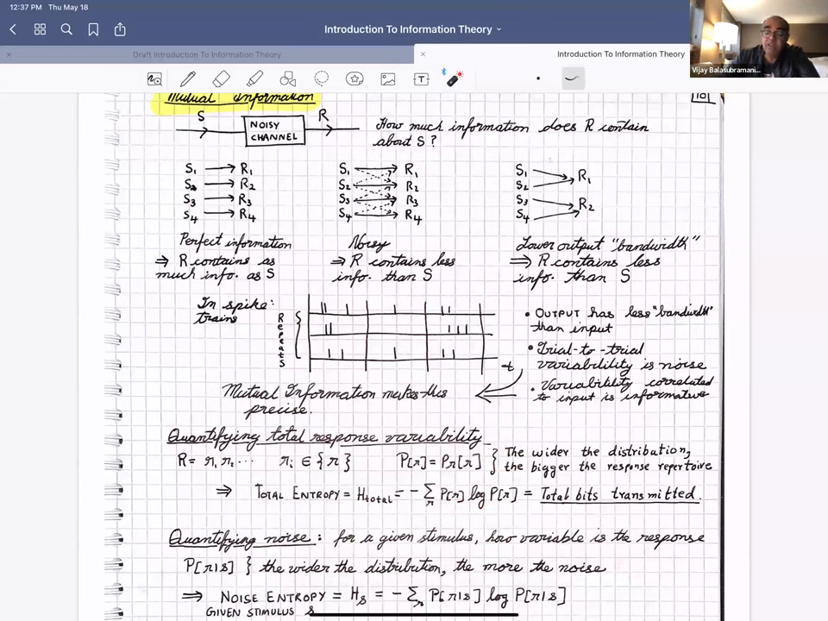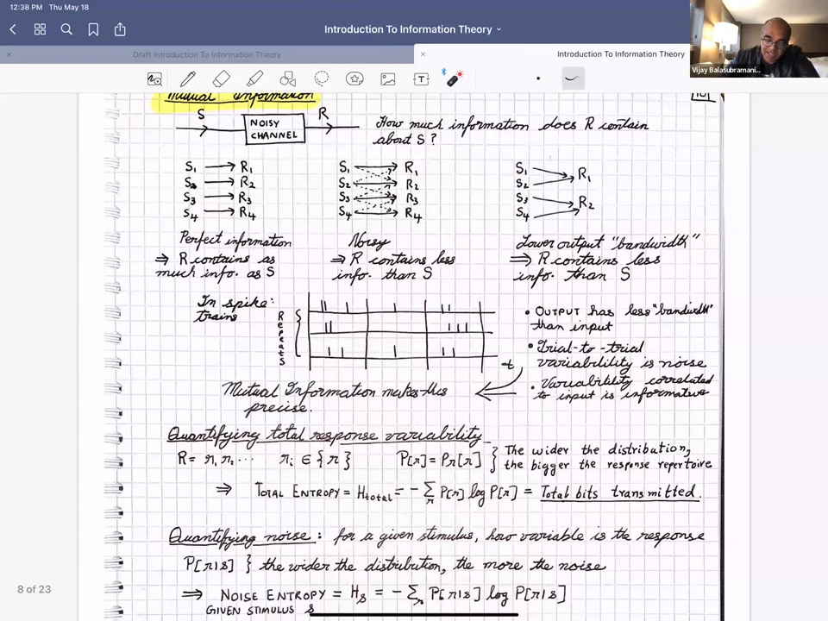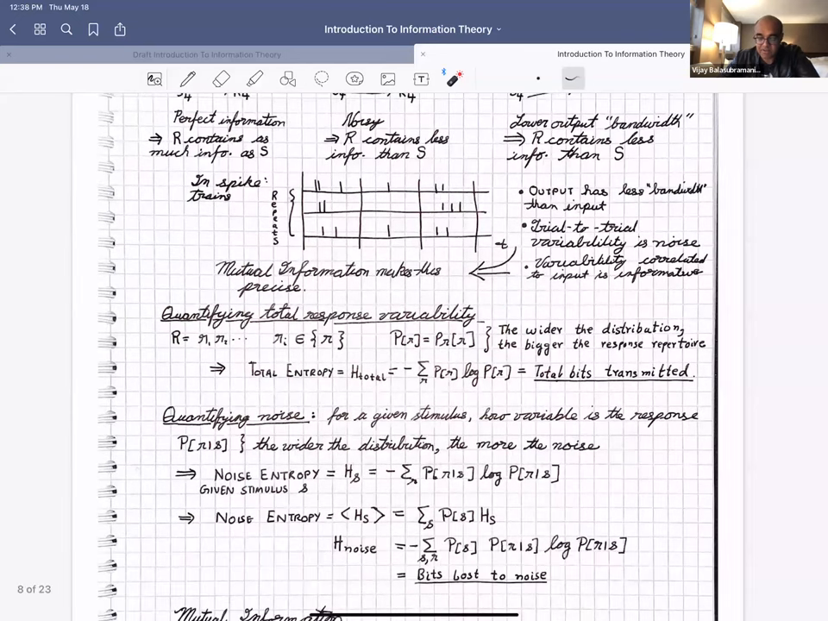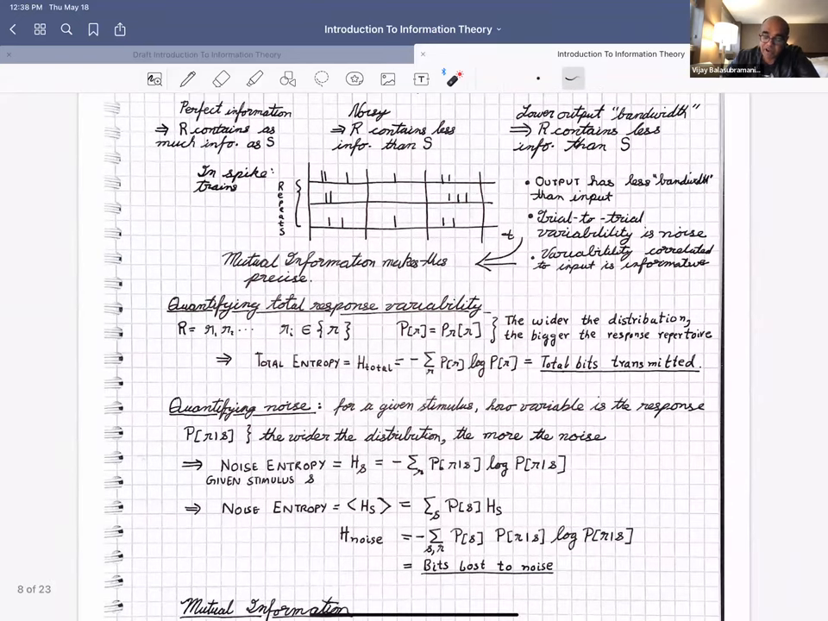The point, however, is not all the bits that are transmitted may be informative about the input. It's like having a phone line and having noise on the phone line. Not all the bits being transmitted by the phone line are informative. So the next thing we need to quantify is the noise in the system. So for a given input, how variable is the response?